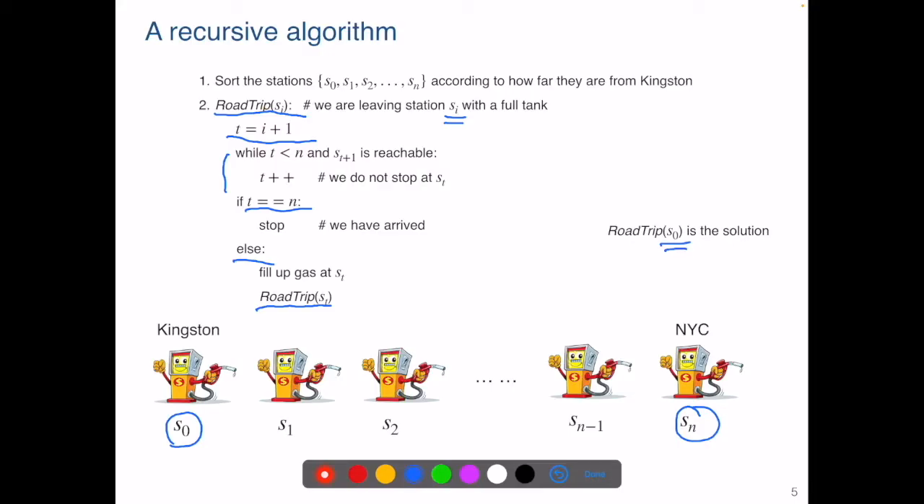What's the complexity of this algorithm? Sorting the stations takes O(n log n) time. Choosing the stations where we stop takes O(n) time, since we look at each station exactly once and decide in constant time whether or not to stop there. So the entire algorithm takes O(n log n) time. Now, can we prove this algorithm finds an optimal solution?